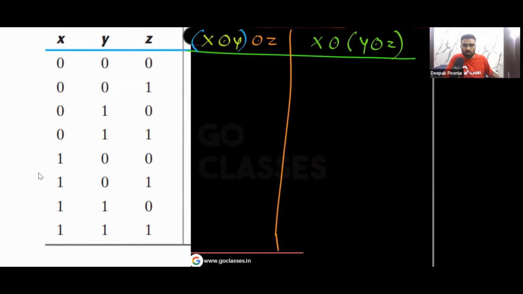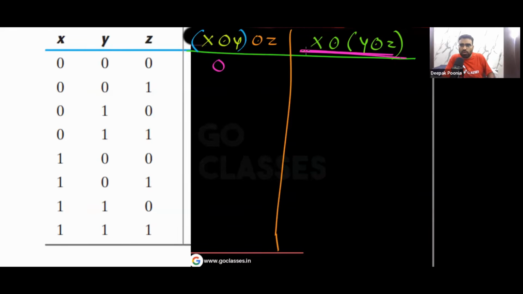Okay, let me quickly do only some of the rows. For example, for this row, let's see what this will become. So first we will do x XNOR y. You know that XNOR will be 1 when x and y both are same. So here x and y both are 0, so this XNOR will be 1. 1 XNOR 0, that will be 0.